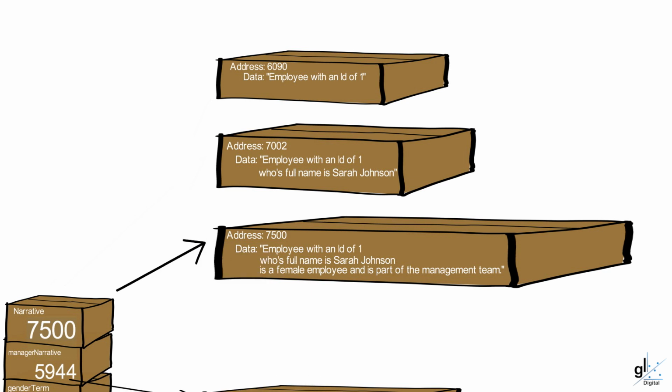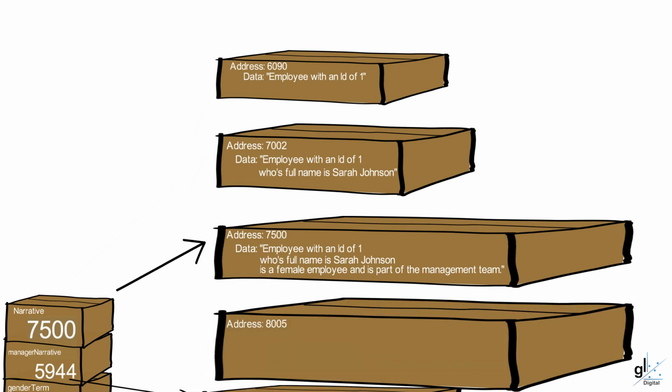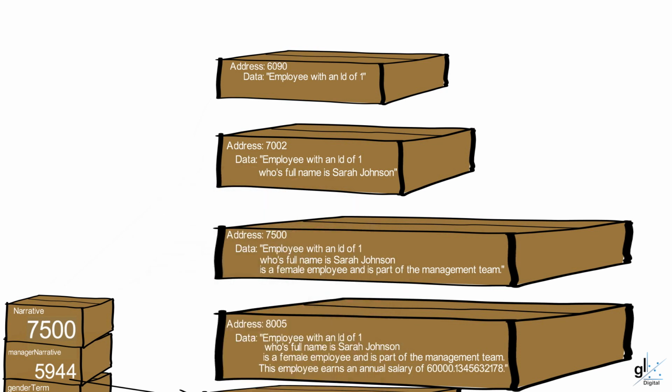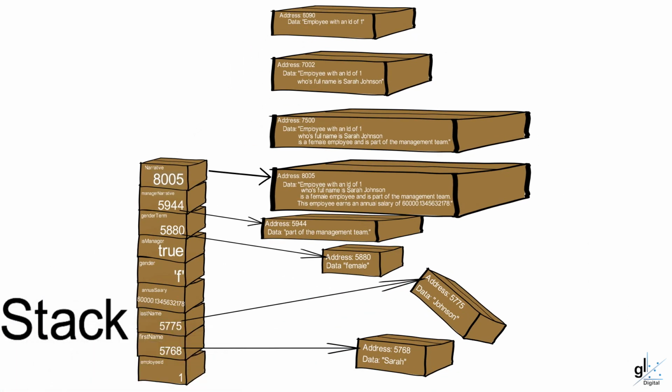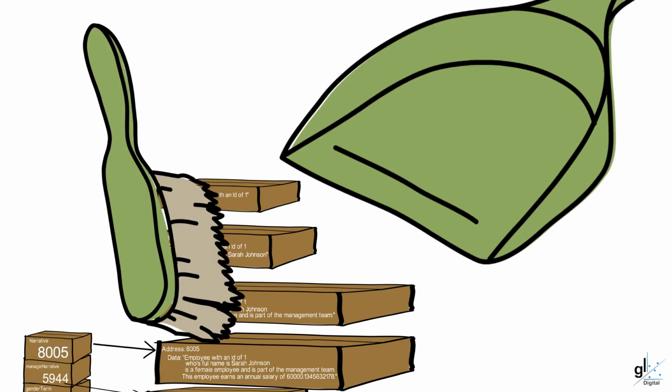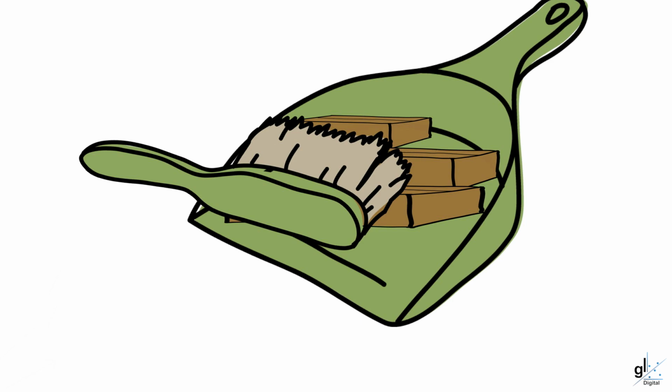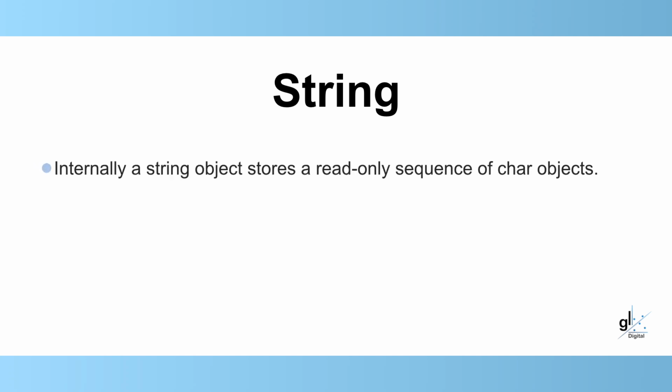A new memory allocation is created each time a concatenation operation is performed in building a string, and with each concatenation a numerical reference is updated on the stack with the new location of where the new string data object resides on the heap. This leaves the string data object created by the previous concatenation operations lying on the heap without references. This means that these string data objects are eligible for garbage collection. Internally, a string object stores a read-only sequence of char objects. The data stored for a string object is immutable.